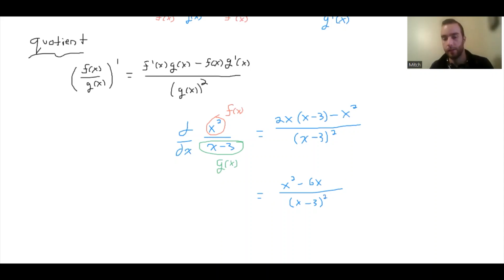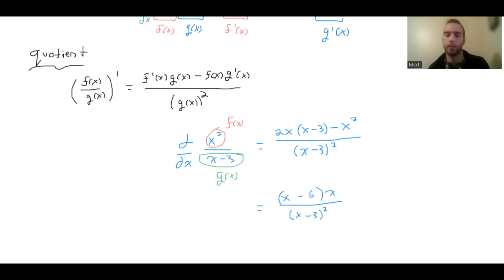And then if we want, we can now factor out an x off of the top, because that's common to both terms. So that would be our most simplified form: you first expand everything out, see what cancels out, and then refactor it. But yeah, this is the idea with the quotient rule again.